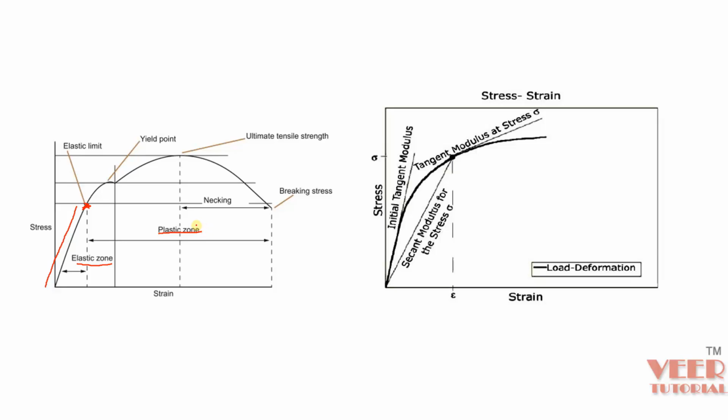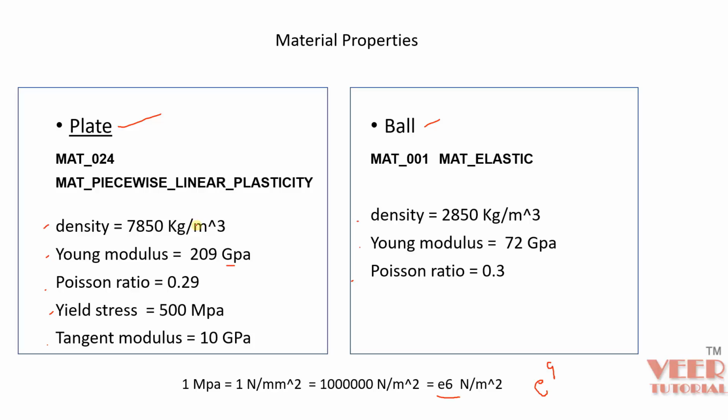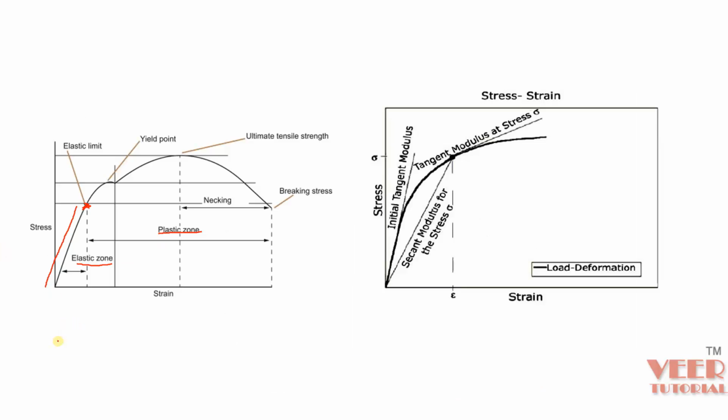Similarly, there is one more term that is called yield stress and tangent modulus. Yield stress is basically the maximum stress after which the plastic zone starts. So this is the point of yield stress.